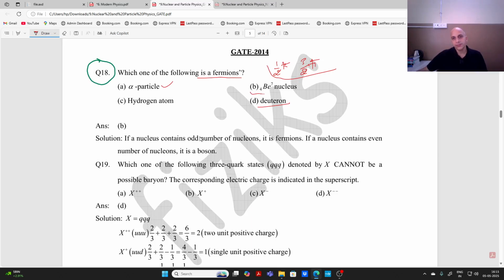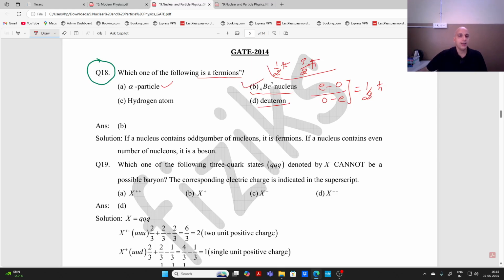What about this beryllium-7? Now it is an even-odd nucleus. We can see here, and I have discussed that even-odd nuclei have a half integral spin, 1/2, 3/2, 5/2. So it is a fermion, right?